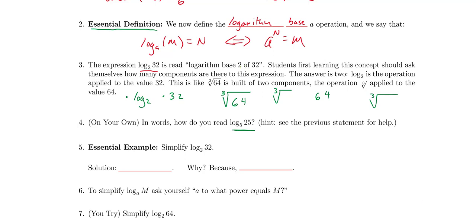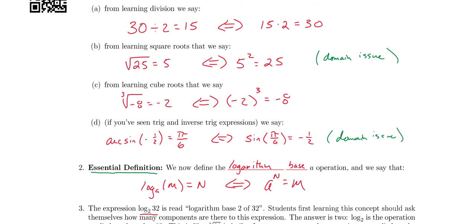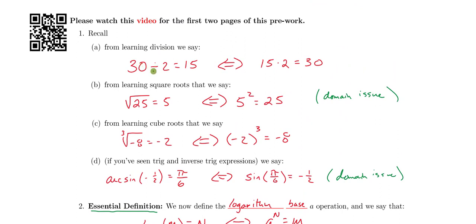Okay, so now that we've gotten the vocabulary down, now that we can read this, it says simplify the log base 2 of 32. Let's go ahead and do that. Well, it turns out that the log base 2 of 32 is equal to 5. Why? Well, on the one hand, that's just what it is. Just like if I asked you, what is 30 divided by 2? The answer is 15. Why?